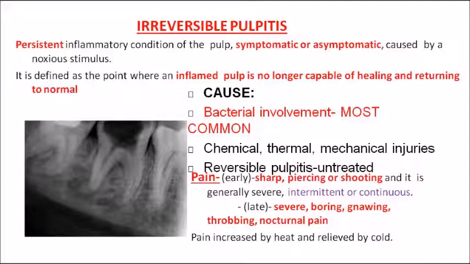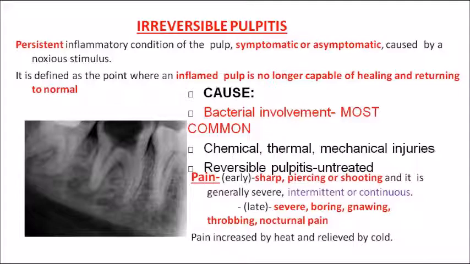Irreversible pulpitis is a persistent inflammatory condition of the pulp, symptomatic or asymptomatic. It can be of two types, symptomatic or asymptomatic, caused by noxious stimuli. It is defined as the point where an inflamed pulp is no longer capable of healing and returning to normal. These points in red are very important.